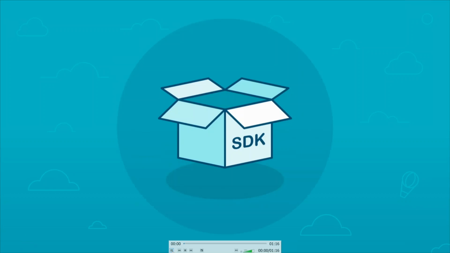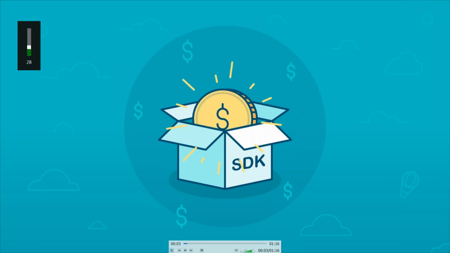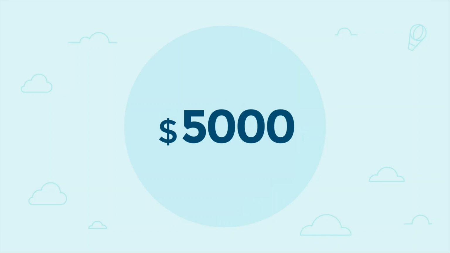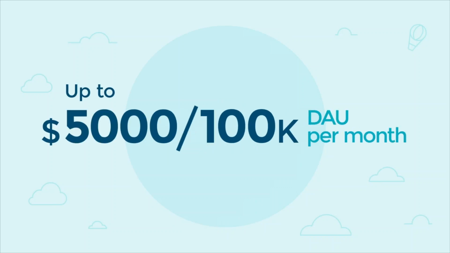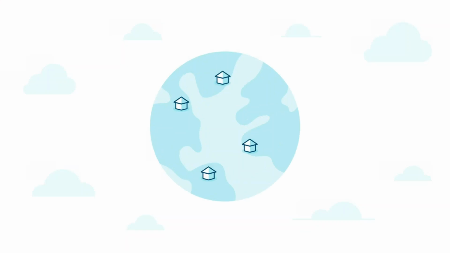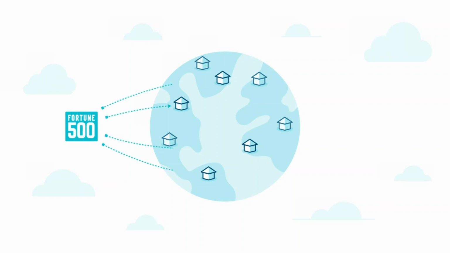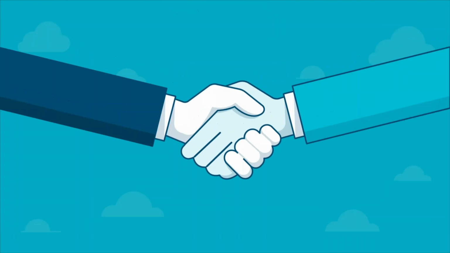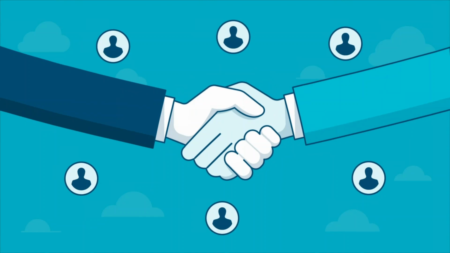Grow your app revenue without hurting its user experience by joining Luminati's developer community. Embed our SDK and earn $5,000 per month for every 100,000 of your daily active users. Luminati is the world-leading peer-to-peer business proxy network. We help Fortune 500 companies collect web data through residential IPs, so they're never blocked or misled. We do that by partnering with app developers and inviting their users to be peers in our network.